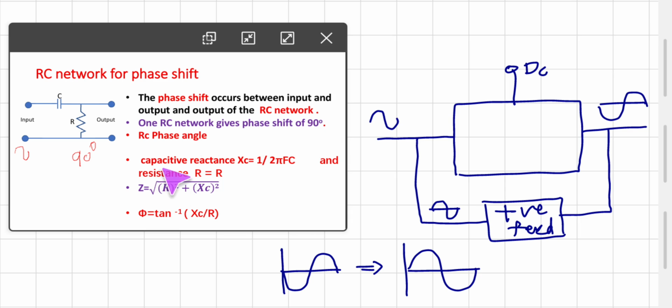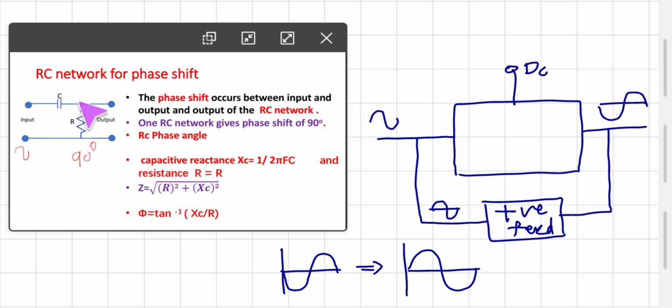If we connect a capacitor in the circuit, its capacitive reactance, we know, is XC equal to 1 upon 2 pi FC. So frequency and the value of the capacitor are the most important components. And the resistance in the circuit is R. Now the total opposition of this network in the AC circuit is called impedance, and that impedance Z is equal to the square root of resistance squared plus capacitive reactance squared. From this we can say the phase difference phi is equal to tan inverse of XC upon R.